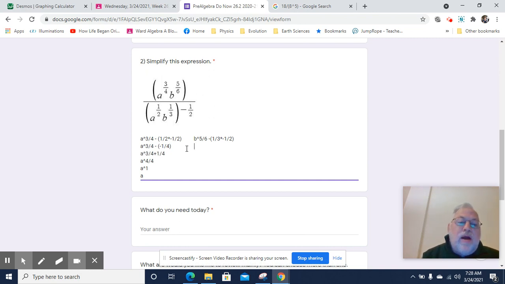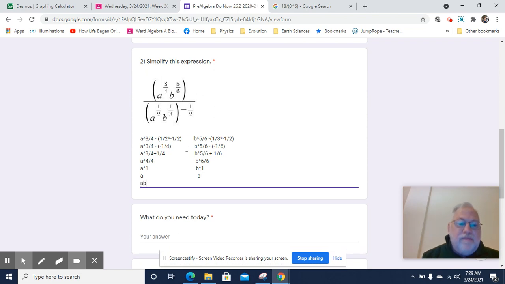Okay, now let's take care of the B stuff. So B to the 5/6, and that's going to be minus 1/3 times negative 1/2, which is going to be negative 1/6. Well, minus negative 1/6 is plus 1/6. And so that becomes B to the 6/6, which is B to the 1st, which is just B. So my answer is AB, and I'm done.